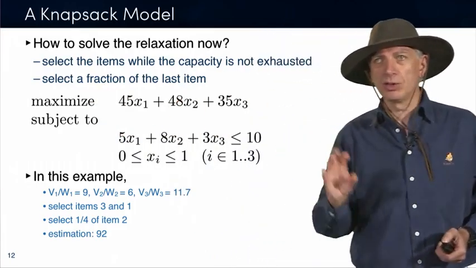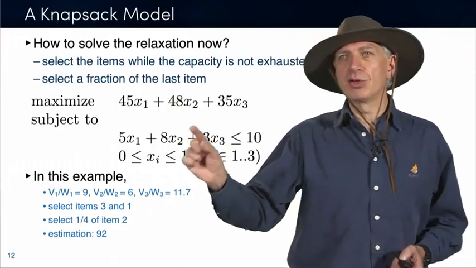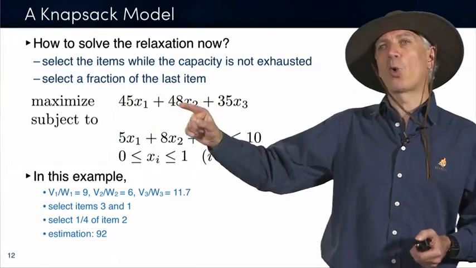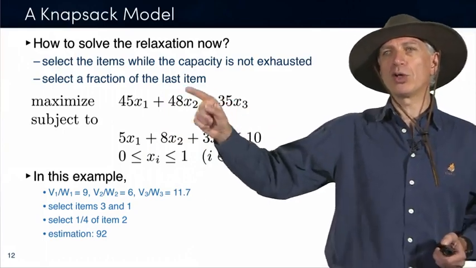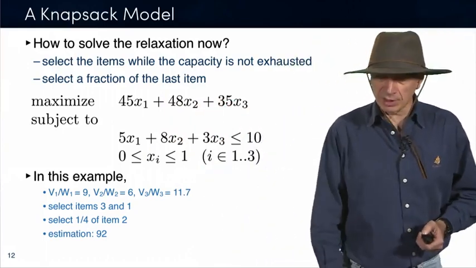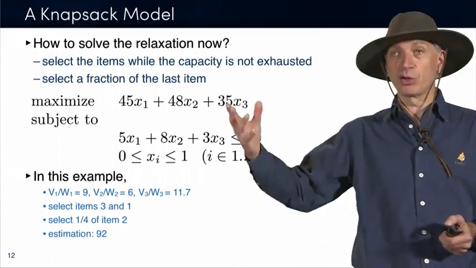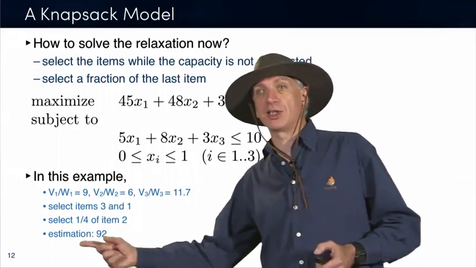So what you would do here is select item 1 and select item 2. That gives you 2 units for the capacity of the knapsack, and then you take a quarter, because the weight of item 2 is 8. So you take a quarter of the value of this one, which is going to give you a value of 12, and the overall value of the linear relaxation is going to be 92.